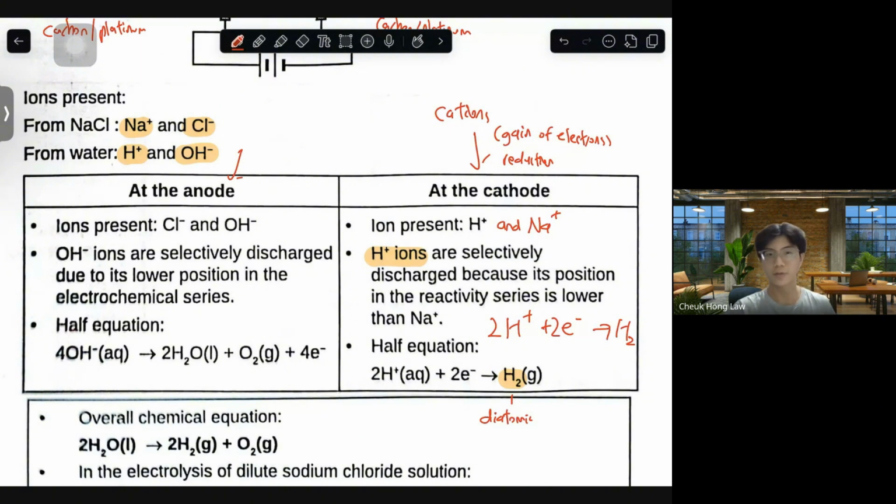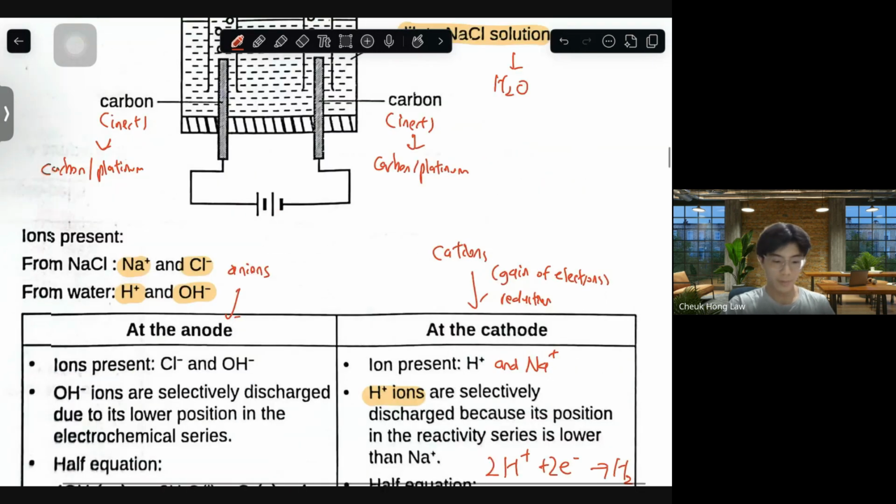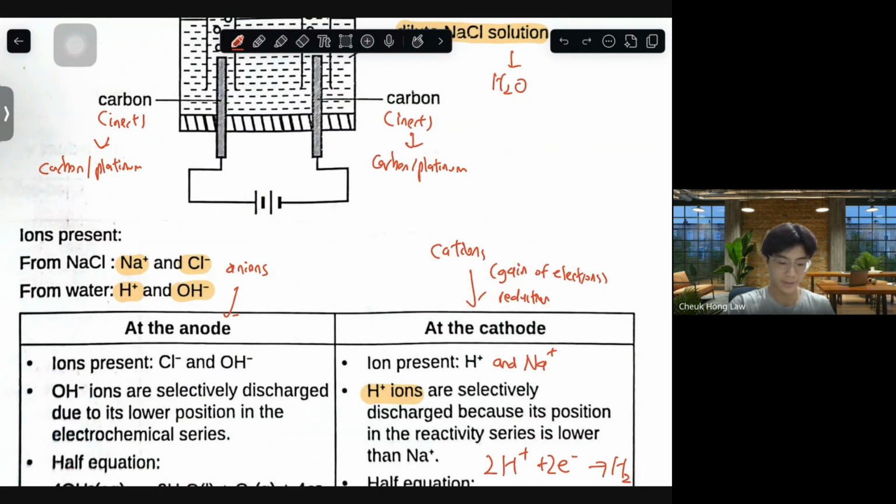Okay, so what is attracted to the anode? Can you guys tell me? What is attracted to the anode? Please type down your answer. Okay, so it's your negative ions, right? Your anions. You all need to remember, right? Your positive terminal is your anode. Your negative terminal is your cathode.